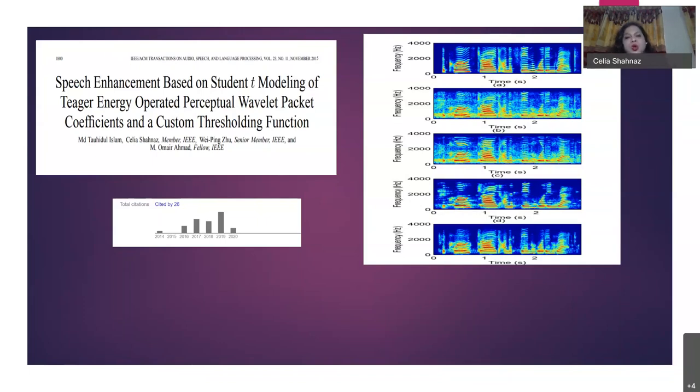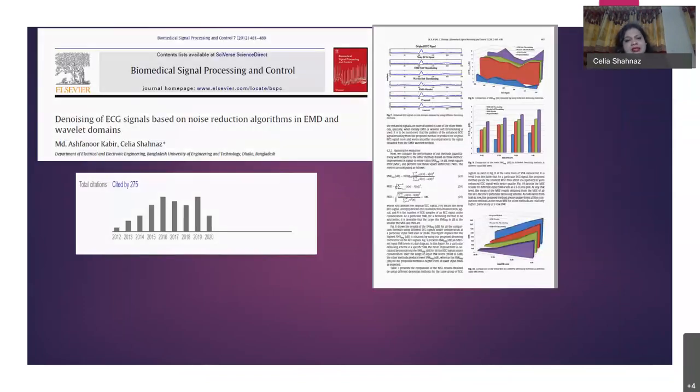Actually, that gives us hope that even if it is a statistical method, this type of noise enhancer, noise suppressor, we can use in hearing aid devices, which will be low cost, and we can deploy it in the local community. This is the ECG, electrocardiogram.